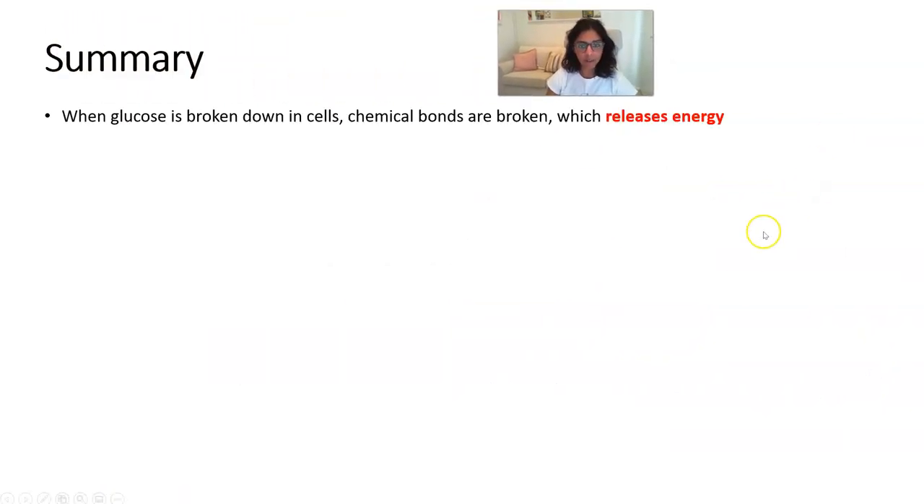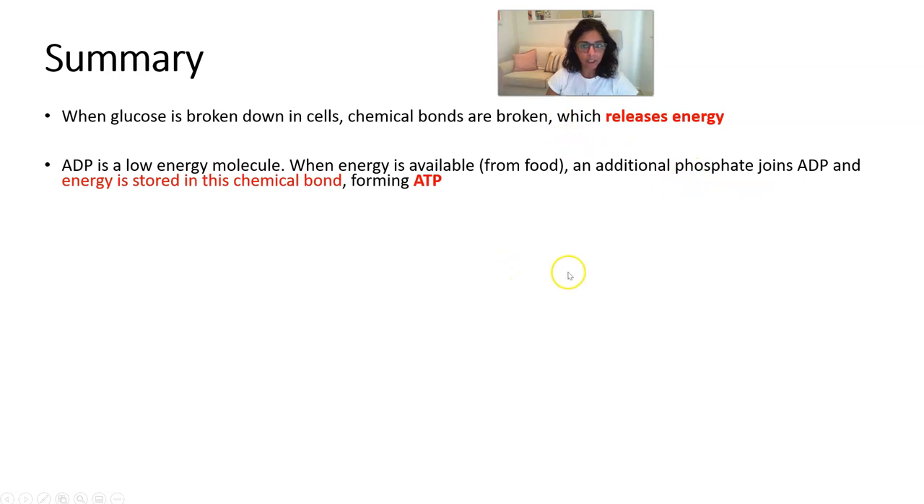Okay, so here's another quick summary of what we've learned so far. When glucose, that's our main respiratory substrate, is broken down in cells, chemical bonds are broken and energy is released. Adenosine diphosphate is our low energy molecule, and when it receives the energy from glucose that's been broken down, the phosphate that's left over will join with ADP, and energy is stored in that chemical bond at the end, thus forming adenosine triphosphate.